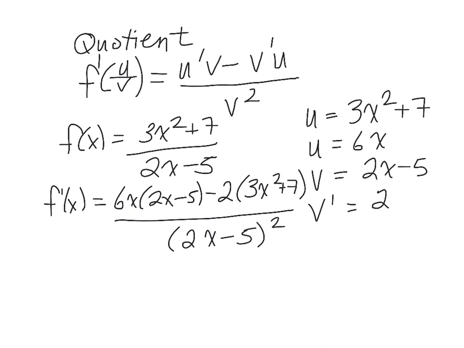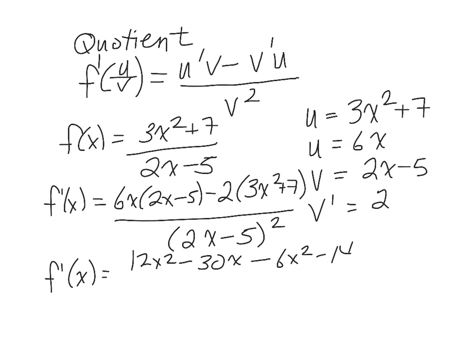Okay, so that's all squared. So here you would just expand and collect like terms in the numerator. The denominator you would just leave as it is, 2x minus 5 all squared. So on the top here I would have 12x squared minus 30x minus 6x squared minus 14 all over 2x minus 5 all squared.